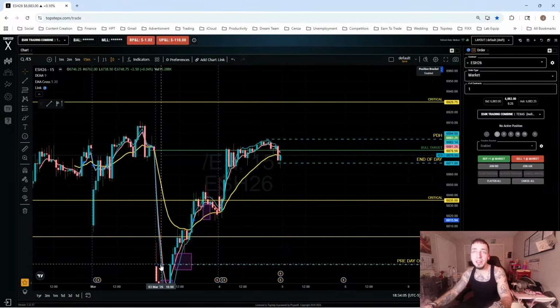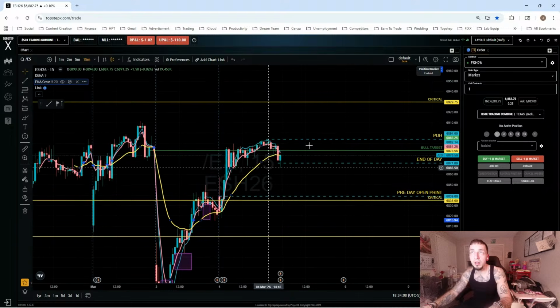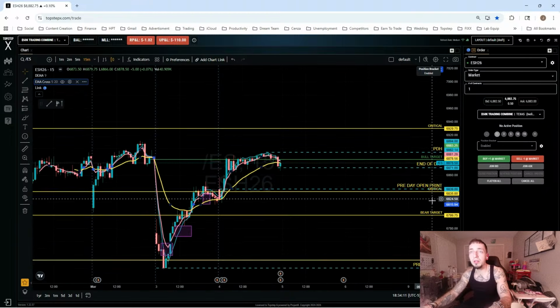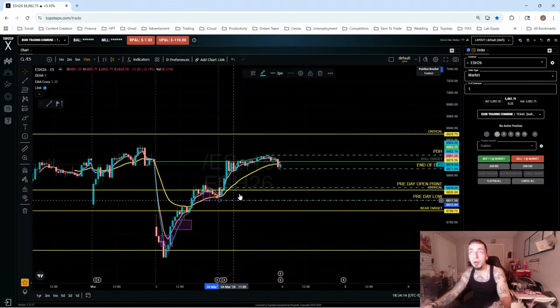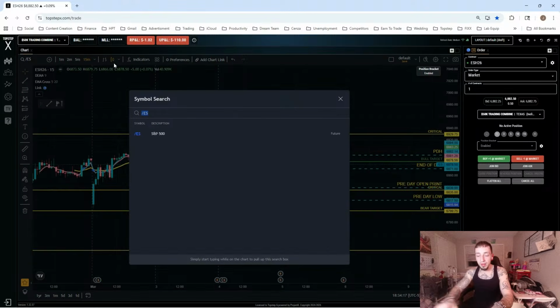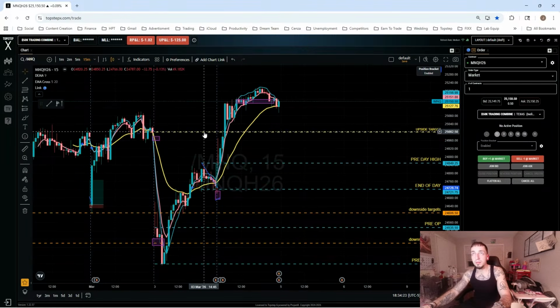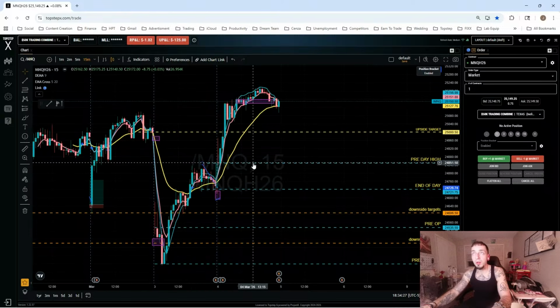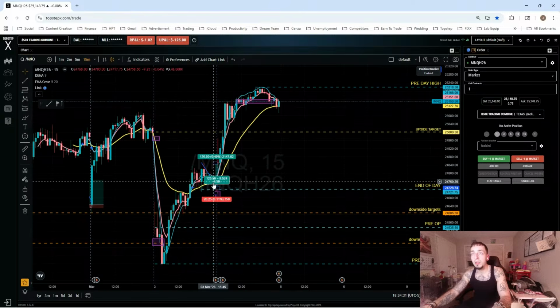All right, let's identify open print, which is right here. Perfect. And then we got PDL, which is right here. Boom. And then let's pull up NASDAQ. Let's pull up NASDAQ, see what we get here.